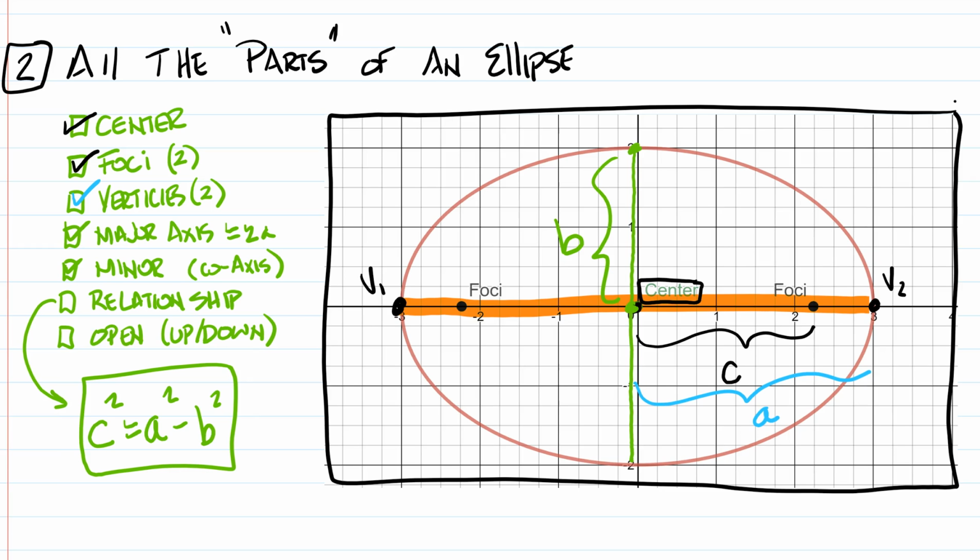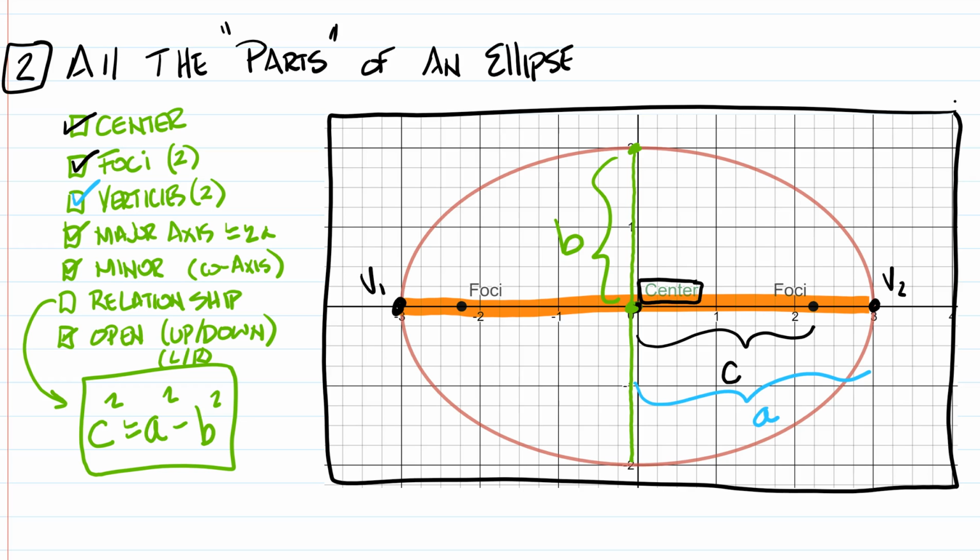A is center to the one end of the major axis. B is center to one end of the minor axis. And the way this thing opens, it can be either up or down, or it can be left or right. So in this case, this is going to be a left-right ellipse.